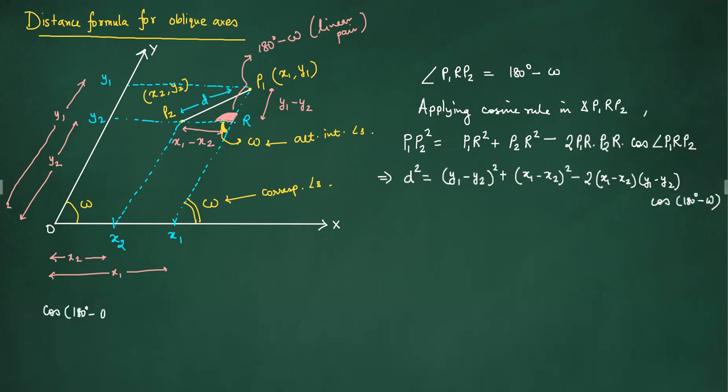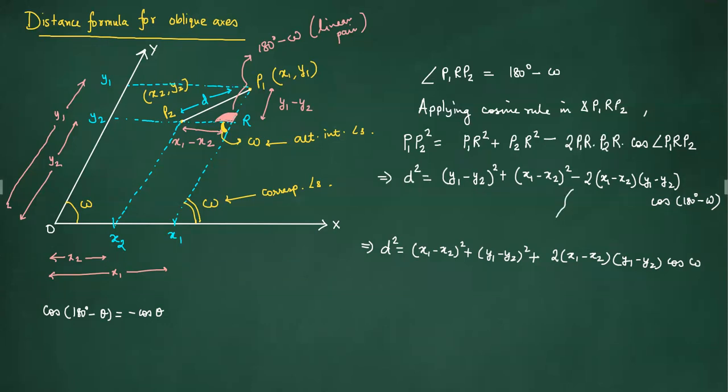If you remember this, cos of (180 degree minus theta) is negative of cos theta. Another trigonometry property which you should be aware of. So the formula then turns out to be D square equals (x1 minus x2) whole square plus (y1 minus y2) whole square plus 2 times (x1 minus x2) into (y1 minus y2) cos of omega. Do you see how I have replaced cos of (180 degree minus omega) with just cos omega? And here, this sign has changed. Note that.